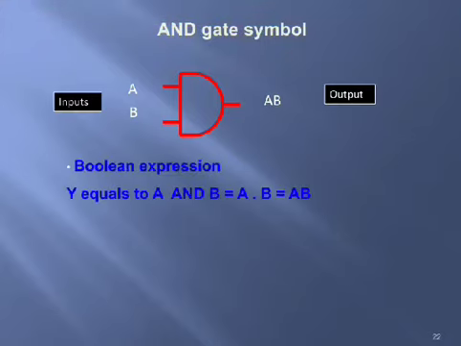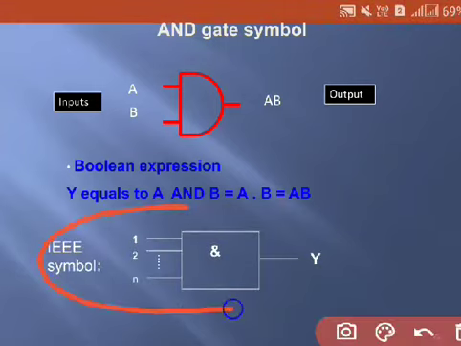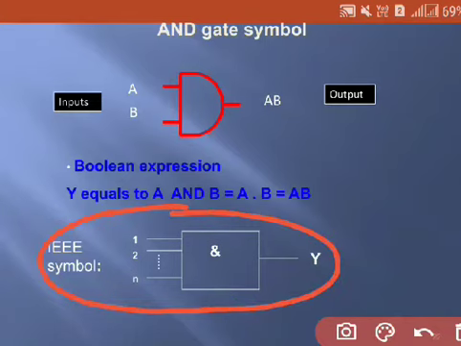Next we will observe the Boolean expression y equals a and b, a dot b, which you can directly write as y is equal to ab. Okay, so this is the expression for AND gate. You can also observe the IEEE symbol for AND gate, which will have two or more inputs, and ANDing between two or more inputs will give you the output of the AND gate, y.